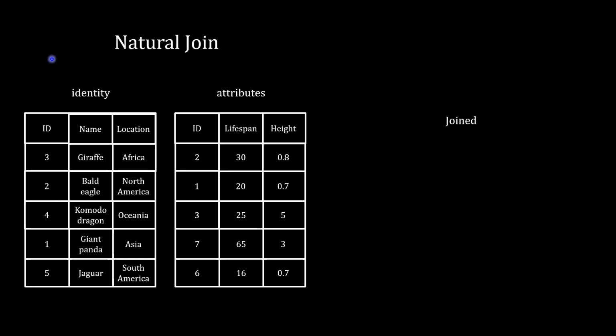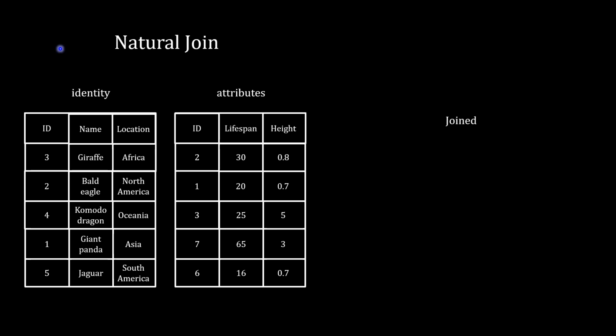So we're going to be looking at natural join next, which is very similar to inner join in the sense that it will be looking for a common field and combining the records based on this common field. However, unlike inner join, we don't need to specify the common field using the on clause. So we don't need to specify the identity.id is equal to the attributes.id expression. Natural join will just do that automatically.